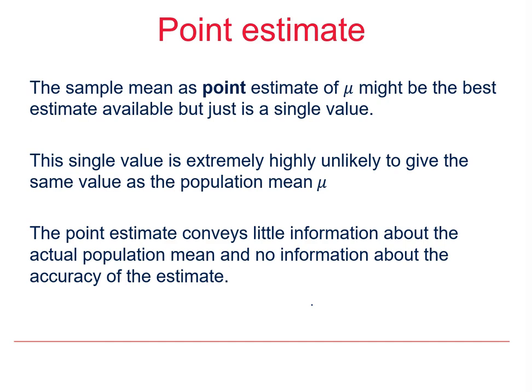The problem with the sample mean as a point estimate, as just one single value to give us an idea of the population mean, is that it's very unlikely that x bar is going to equal our population mean. We also don't really know that much from our point estimate about how much larger or smaller the actual population mean might be. So we don't have that information about the accuracy of our estimate if we only have one value to go on.